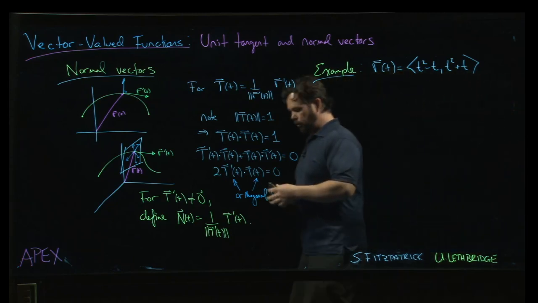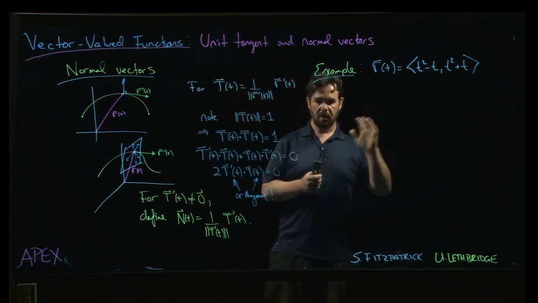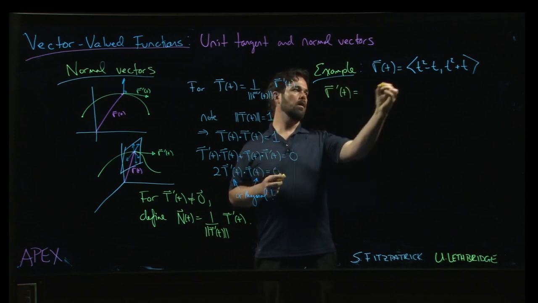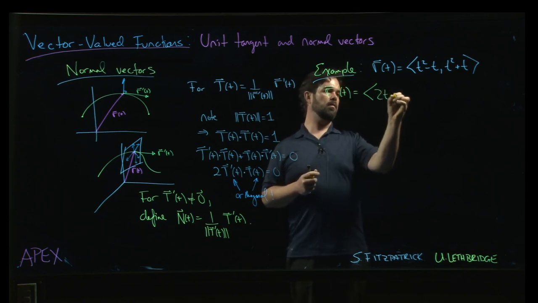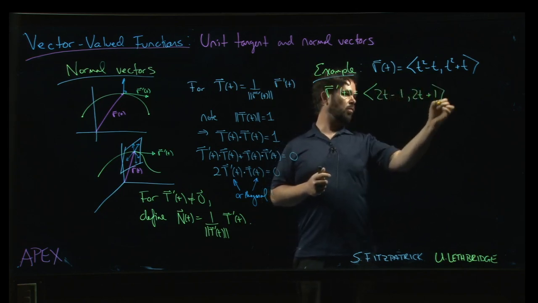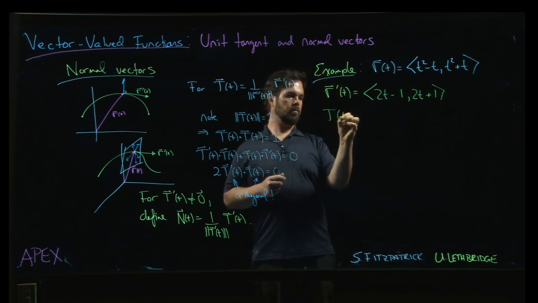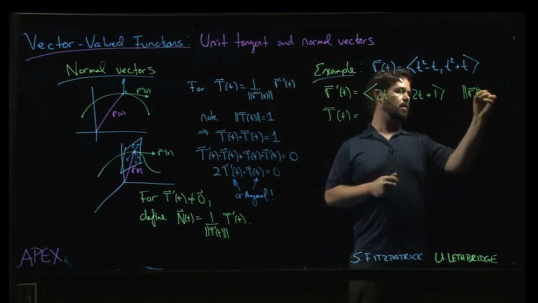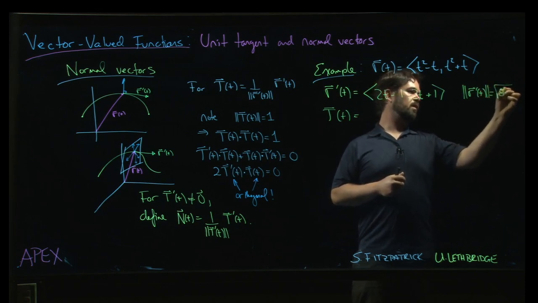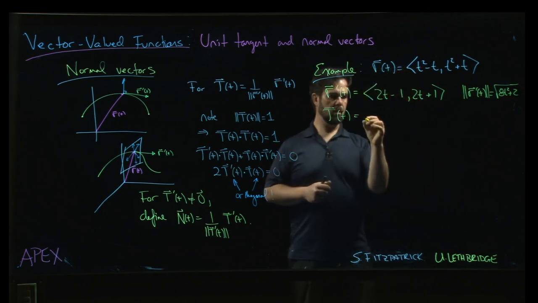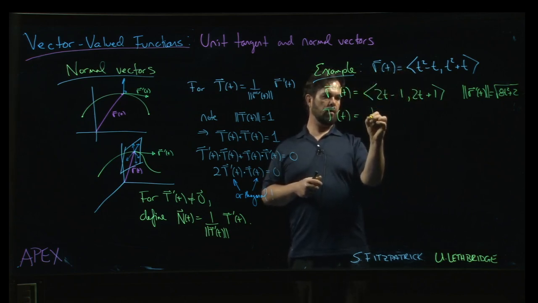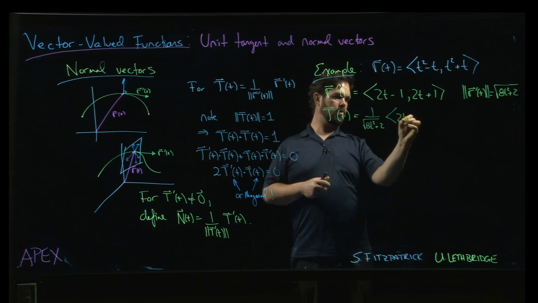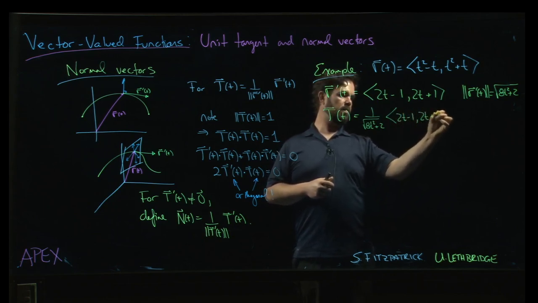So now we'll revisit the other example that we looked at for unit tangent vectors, and this time we'll continue on to the normal vector. Just to recap, r prime is 2t minus 1, 2t plus 1. For the unit tangent vector, we divide this by the magnitude, and remember the magnitude here is the square root of 8t squared plus 2. So we get 1 over the square root of 8t squared plus 2 times 2t minus 1, 2t plus 1.